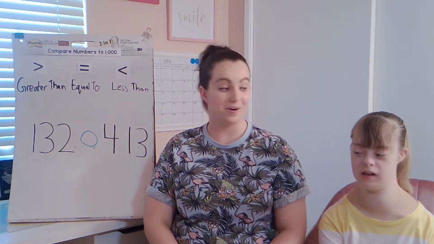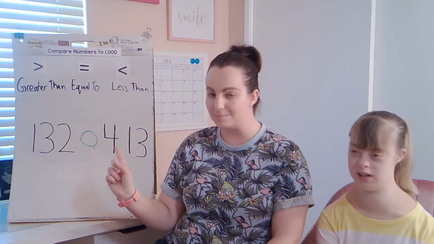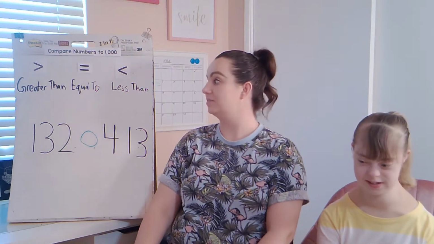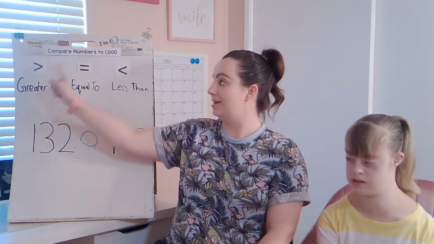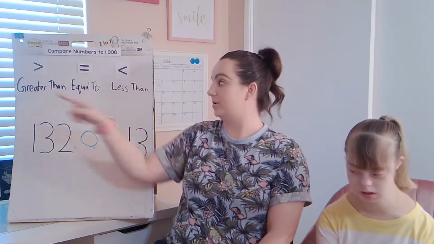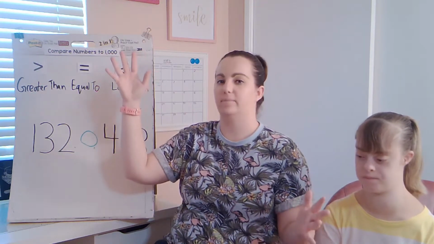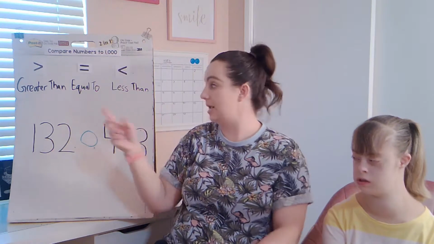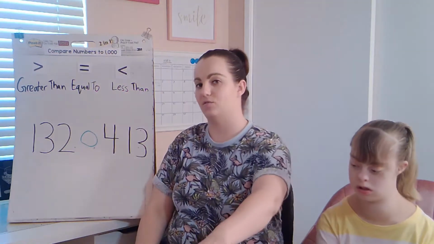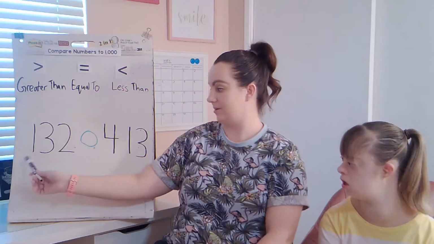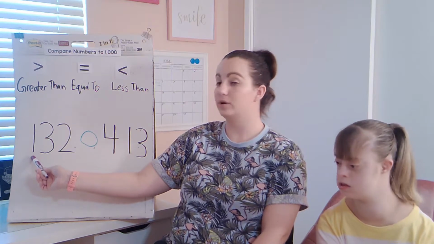We're back with our next problem. We have two new numbers that we have to compare. And then we have to decide which way the sign is going to go. Remember, the alligator mouth goes towards the bigger number. Or if the numbers are the same, they're equal to each other. But let's go ahead and read the two numbers we're comparing. You're going to read it with me. Ready, set, read with me.